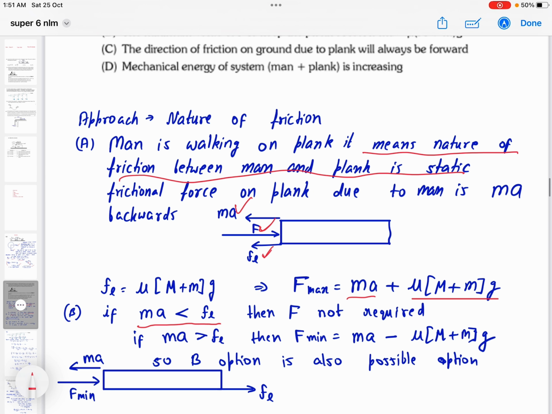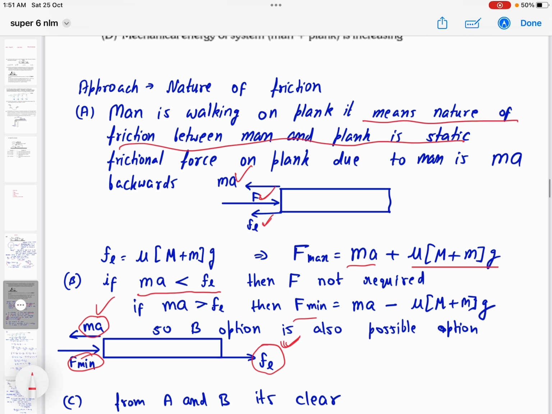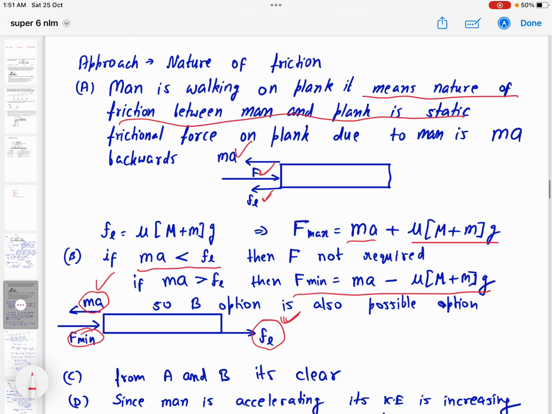So then your FBD of the plank will be like this. ma on the plank is acting in the left direction. Because of this force, the friction will try to balance it, will try to oppose it, so friction is acting in the forward direction. Now if ma is more than this limiting value, the remaining force you have to provide to keep the body at rest. Okay, Betty? Right. So that minimum force will be this quantity. So from A and B, clearly we can see, beta, that the friction direction is changing, right?